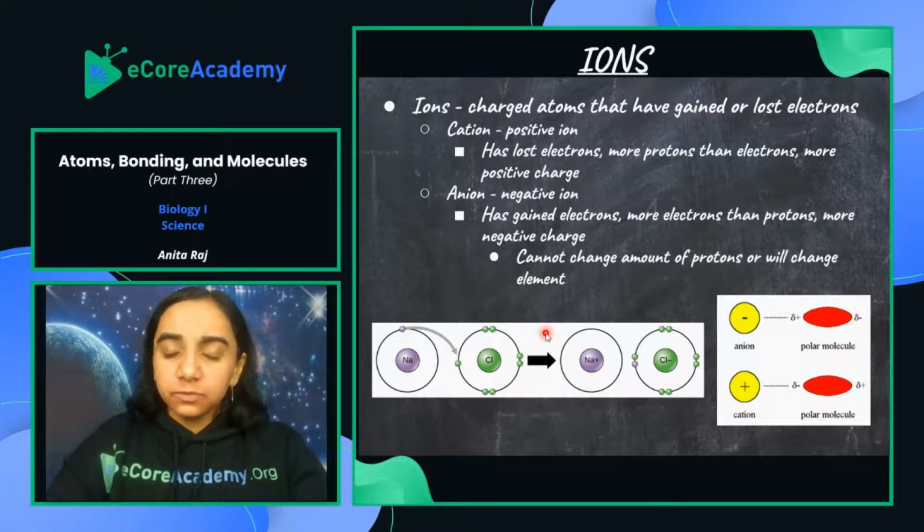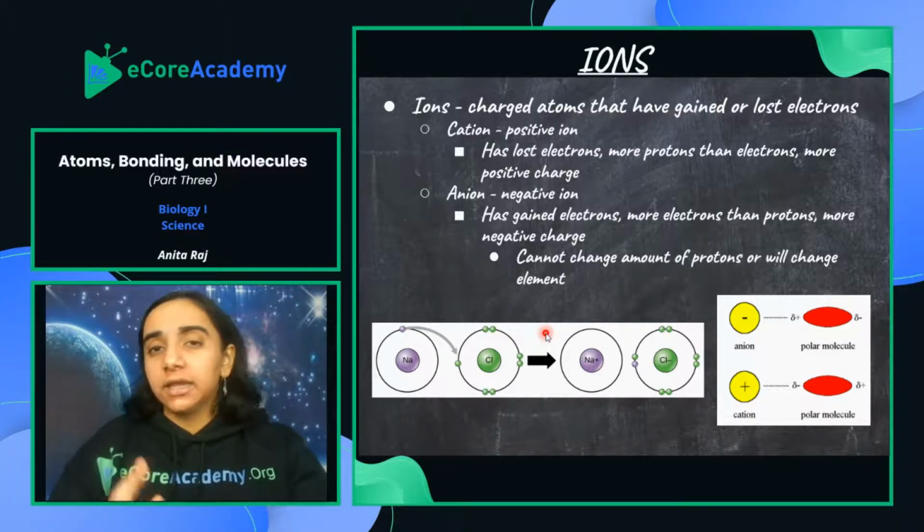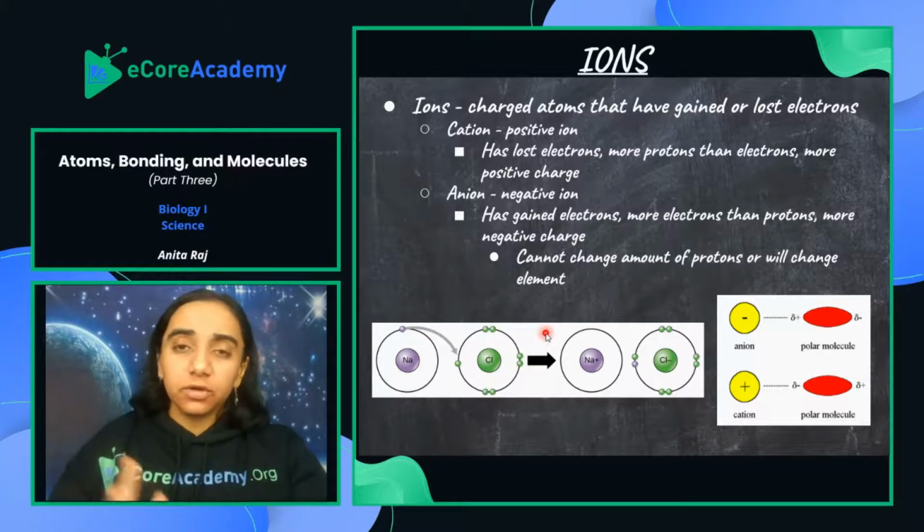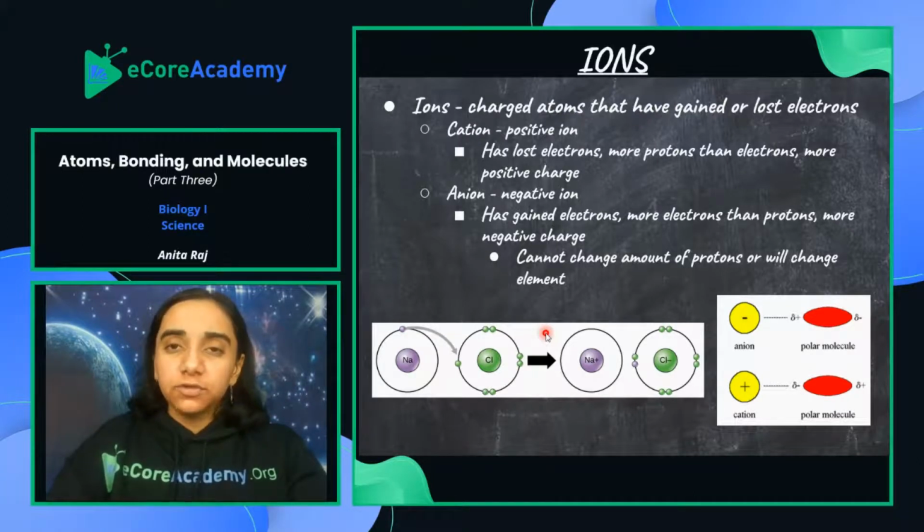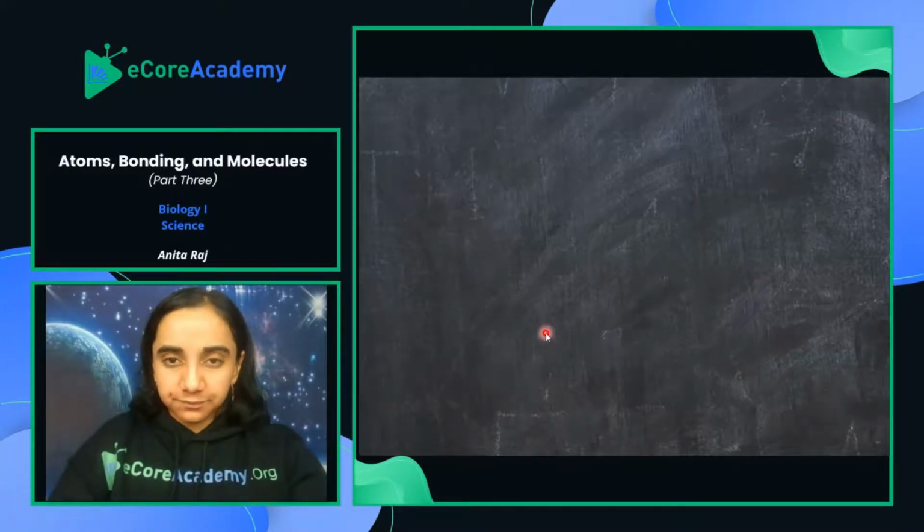So the only way you can form ions without changing the element is by getting rid of or gaining electrons. You cannot get rid of or gain protons because if you do that, you're going to change the actual element, which is what we talked about previously. So those are the two types of ions.